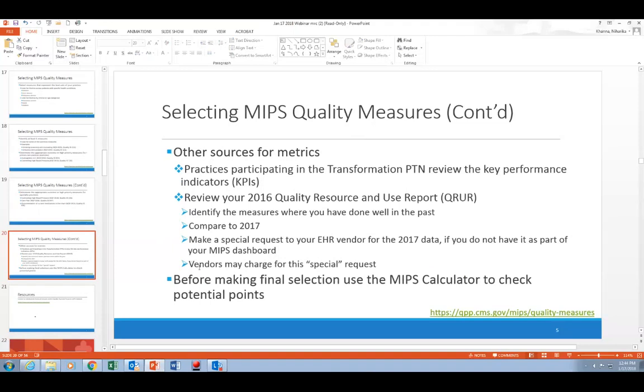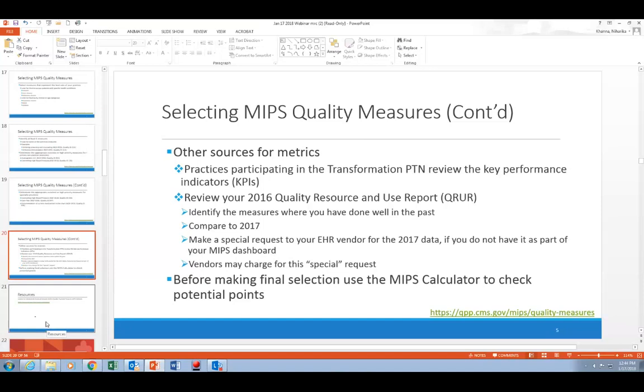Before you make your final selection, you want to use that MIPS calculator that we just showed you to check your potential points, and then go ahead and report these. Again, reporting these metrics is possible through the New Jersey QCDR, which is their qualified registry.